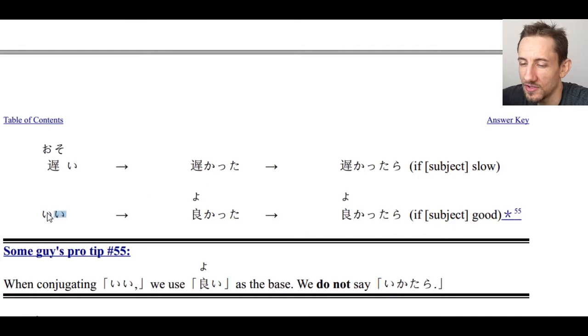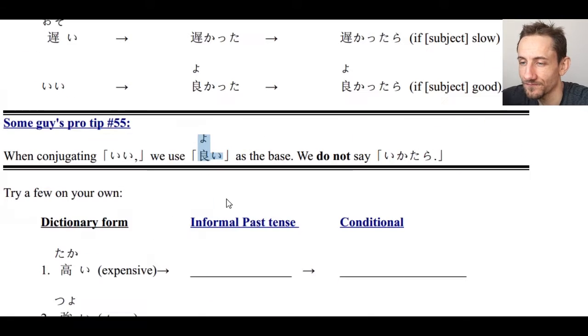Don't be confused here. The actual form is yoi. You'll see this yoi, but oftentimes people just say ii. So when we conjugate to the past tense, that's why it becomes yokatta and yokattara. So we don't say ita or ittara. We say yokatta, yokattara. So just know that yoi is the i-adjective for good.